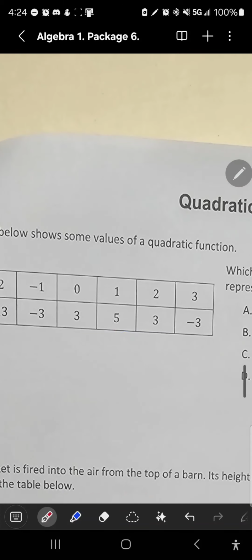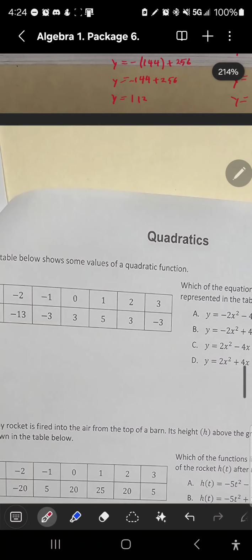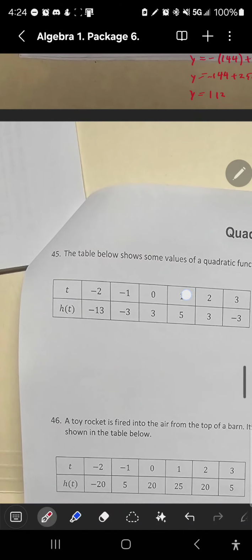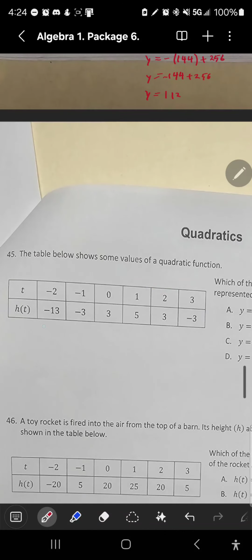Now the table shows some values for a quadratic function which represent the equations modeled below. First you can see we're going positive, and then we're coming back. Like this is a turning point. We have negative 3 here, negative 3 here, 3 here, 3 here. And it's going something like this, where 1 comma 5 is the biggest number.